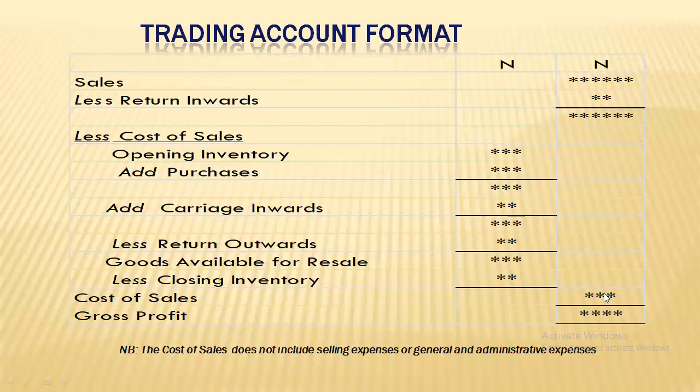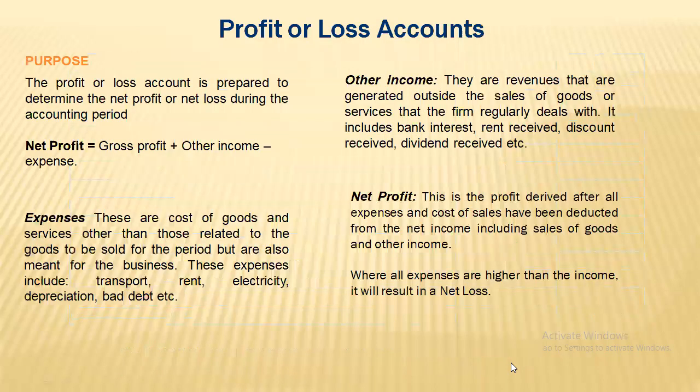So if you deduct the cost of sales from our net sales, that will give us the gross profit. So it's a deduction of the cost of sales, of cost of goods sold, from the net sales. Don't forget, our net sales is a function of sales less sales returns or returns inward. That will now give us the gross profit, as the case may be. There's a note below here. Note that the cost of sales does not include selling expense, general and administrative expense. All these would be treated in the profit and loss account.